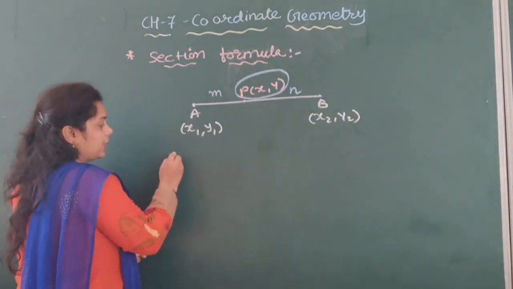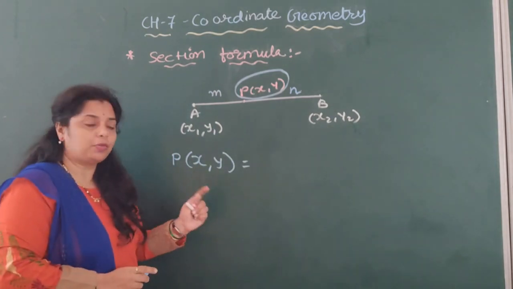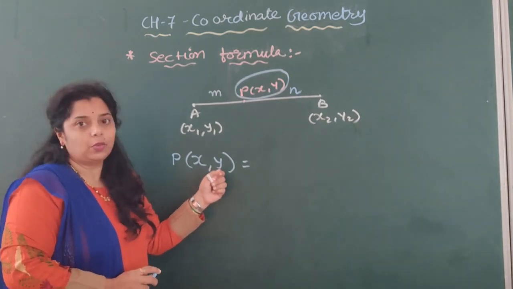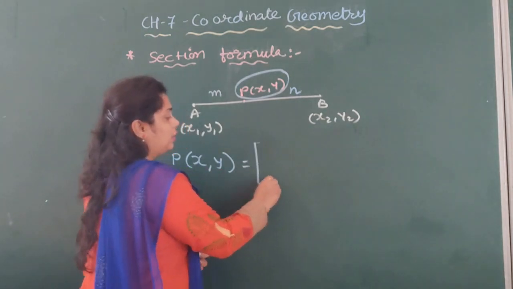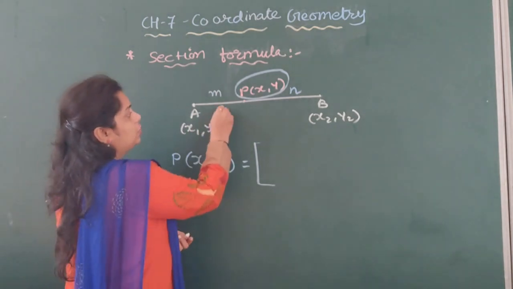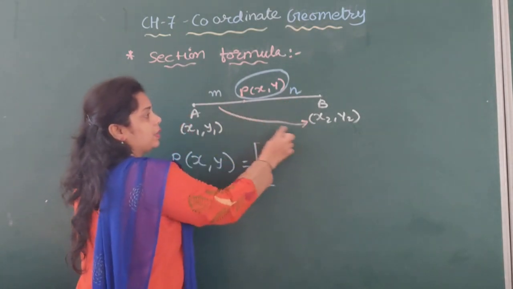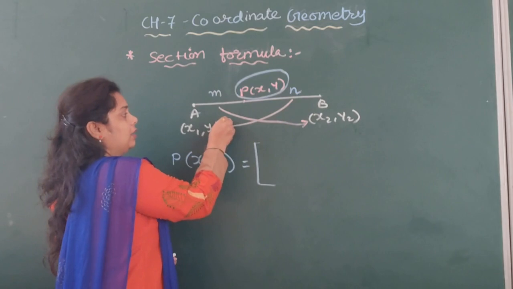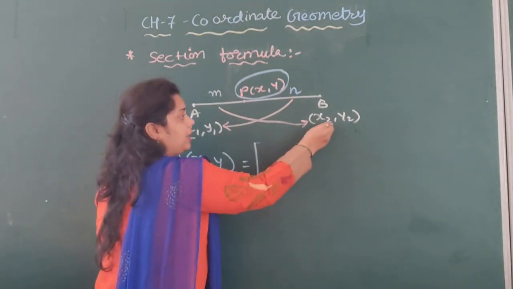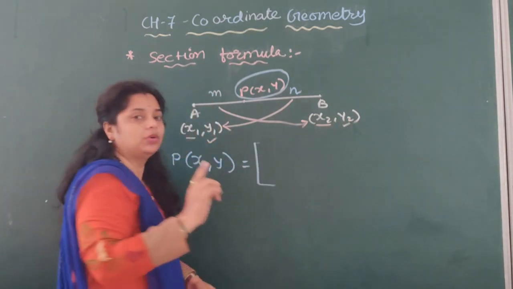So we can see here, as we want to find out P(x, y), it means a point P having x coordinate x and y coordinate y. Now, how to get the value of x and y? Okay, so first of all, we have to just do the cross like this: m with x2, y2 and n with x1, y1. For x, we need x1 and x2 only. For y, we need y1 and y2 only.